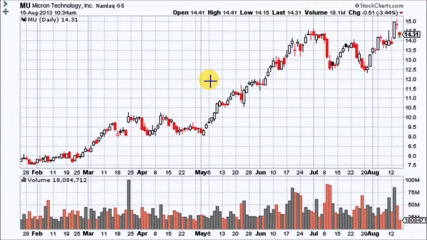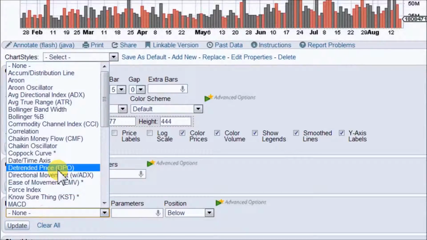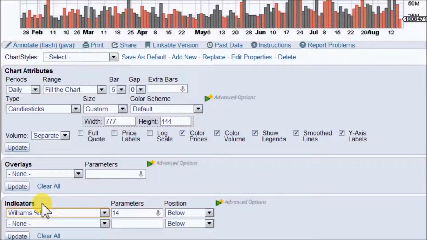Now let's go ahead and load up percent R here on this chart for MU at stockcharts.com. In the chart attributes area, go all the way down to the bottom, click in the indicators box, and scroll all the way to the bottom. It is the last indicator listed there. The standard parameters are a 14-day look-back period. You can use this indicator for day trading, swing trading, and long-term buy and hold trading by using any time frame on a chart, and you can also modify the parameter slightly higher or lower.